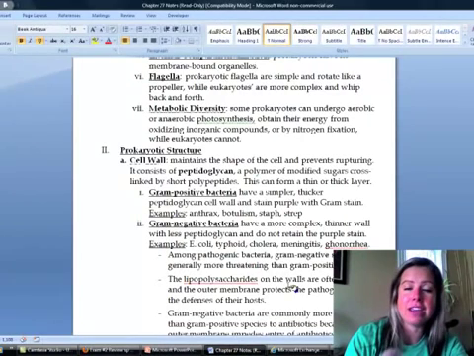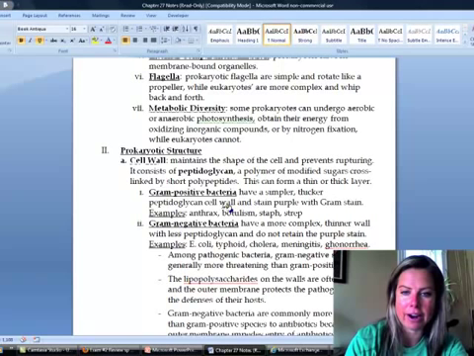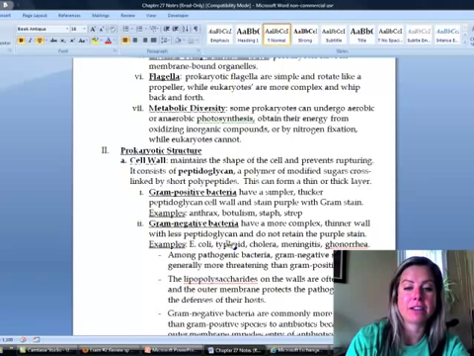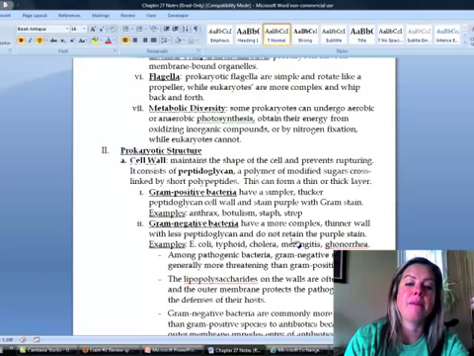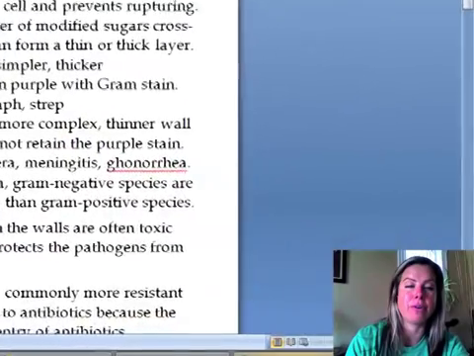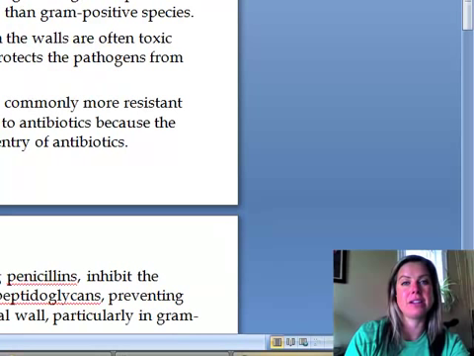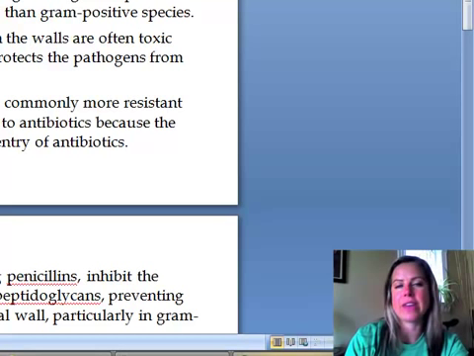All right. So as far as examples of gram-positive bacteria, examples would be anthrax, botulinum, which causes botulism, staph, and strep. Those would all be examples of gram-positive bacteria. As far as gram-negative bacteria, E. coli, the bacteria that causes typhoid, cholera, meningitis, and gonorrhea would be examples of gram-negative. In general, gram-negative bacteria tends to be a little harder to kill with antibiotics, and gram-positive tends to be a little easier. What that means is there's more of a range that can kill the gram-positive, whereas with gram-negative, you usually have more specific ones.